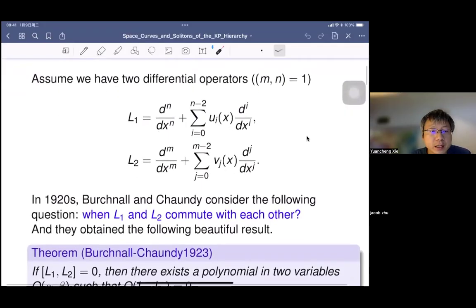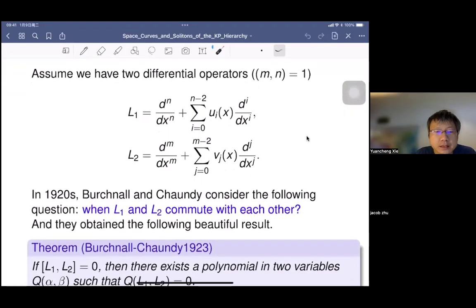So assume we have two differential operators L1 and L2, of order n and m respectively, and we assume n and m are co-prime, just for simplicity. So in linear algebra, when we have two matrices, we want to consider when the two matrices commute with each other, and differential operators are infinite dimensional generalizations of matrices. It's natural to consider when these two differential operators commute with each other.